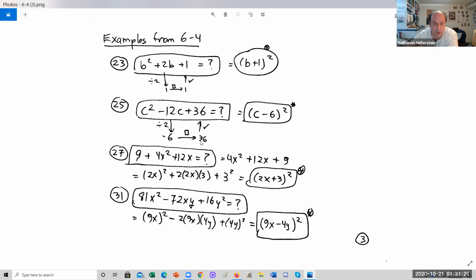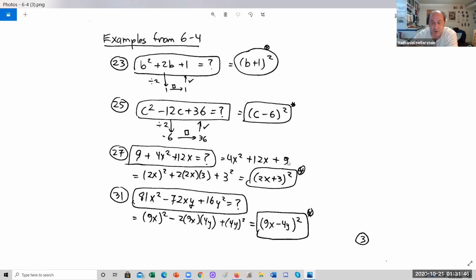That squares to 36, which matches that. So we're going to get c minus 6 all squared. Now here they deliberately mixed up the order just to be annoying. 9 plus 4x squared plus 12x. Let's write it in descending order of powers: 4x squared plus 12x plus 9.